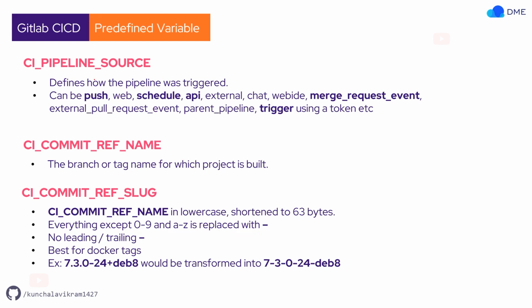And the pipeline source. What is the pipeline source? This is also important. Let's say you have a job and you want to run that job only when the pipeline is triggered through a merge request, not for the push event. Then this CI pipeline source will define what the source is, whether it is a push event, a schedule event, someone triggered it through API, or it is a merge event, a pull request trigger. It can be anything. So that will hold the actual job trigger.